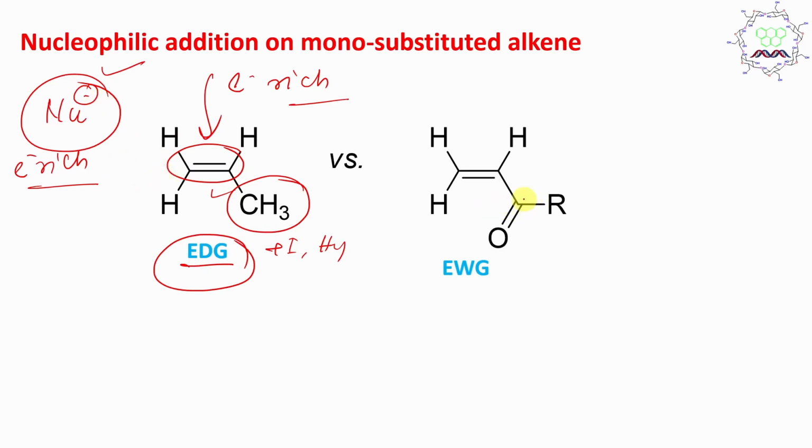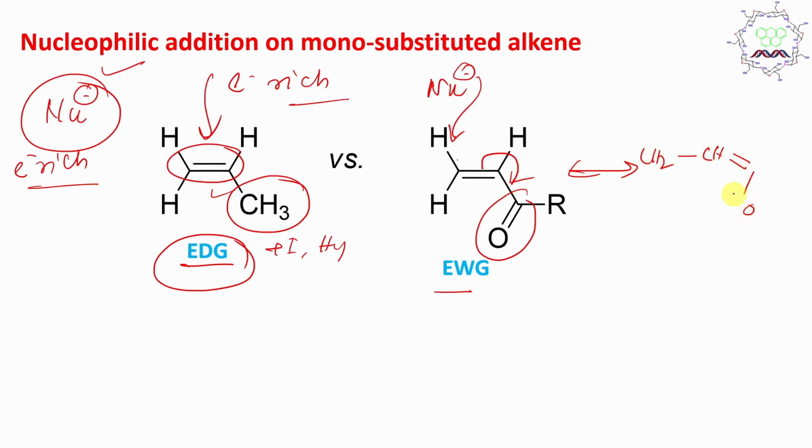But if you take another, an electron withdrawing group, I mean this carbonyl, what happened? It became more reactive for nucleophilic attack, and the nucleophile will attack here, this carbon. Why? Because of this resonance. Let's draw it here. This is CH2, single bond CH, this is double bond O minus, this is R. So here there is a plus charge. Plus charge means electron deficiency. That's why the nucleophile will preferentially attack on this center.